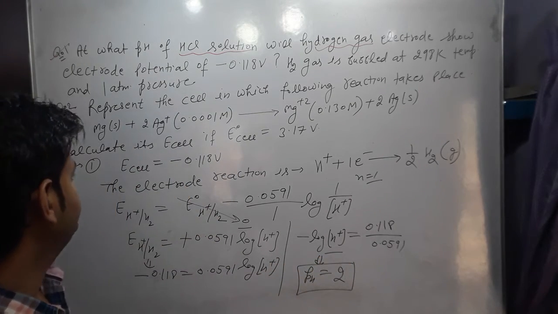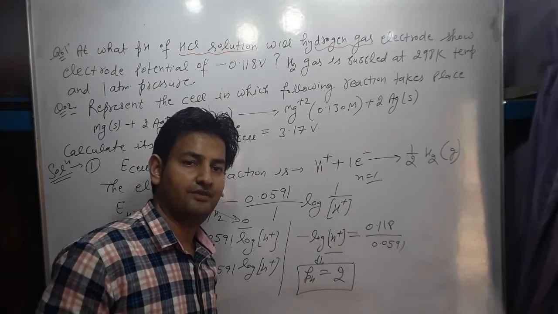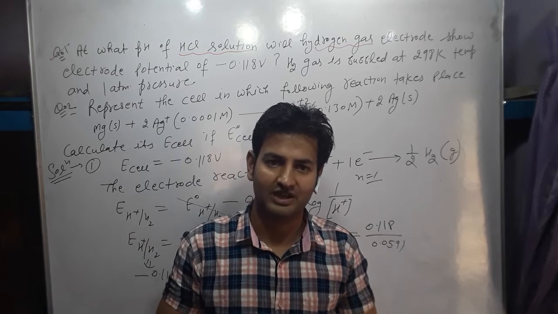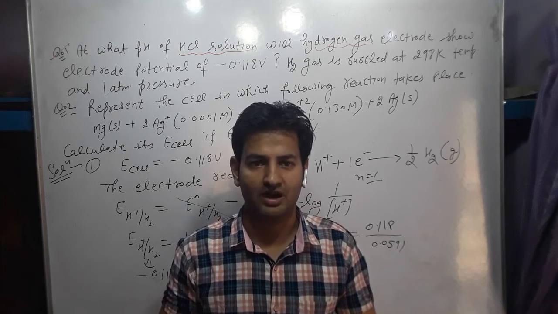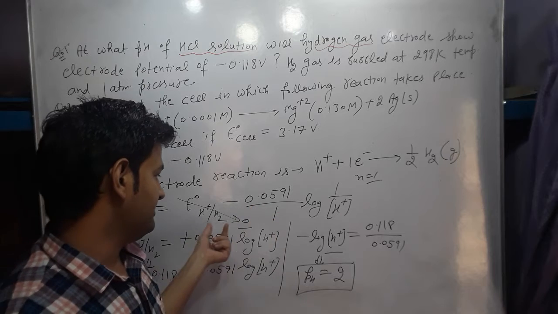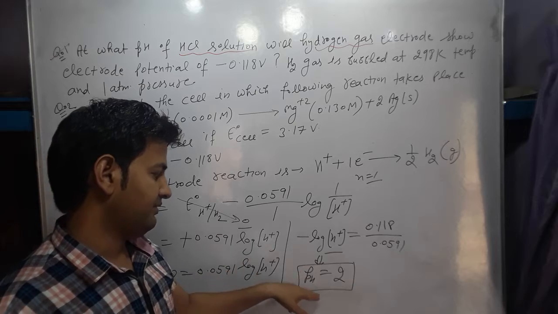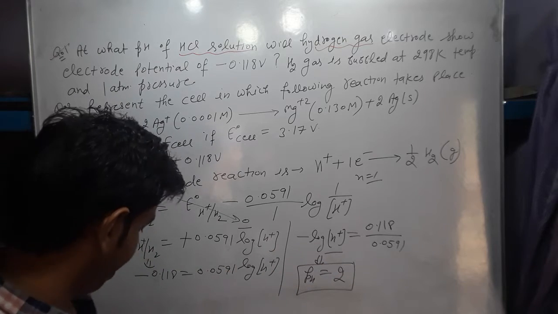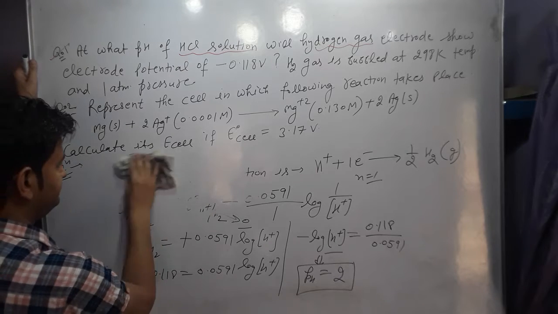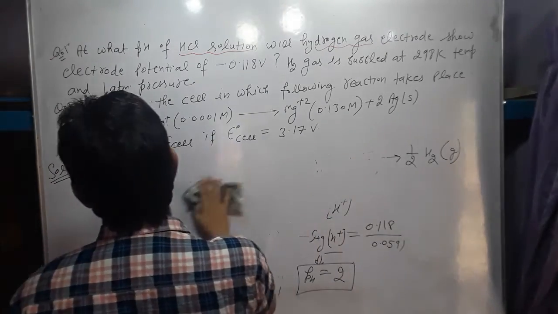Simply, first HCl breaks down into H plus and Cl minus. H plus undergoes reduction by accepting 1 electron and gives half a molecule of hydrogen gas. Then we can write the Nernst equation for it. Standard EMF for hydrogen is equal to 0. It can be converted into pH, and pH comes out to be 2. Next question.